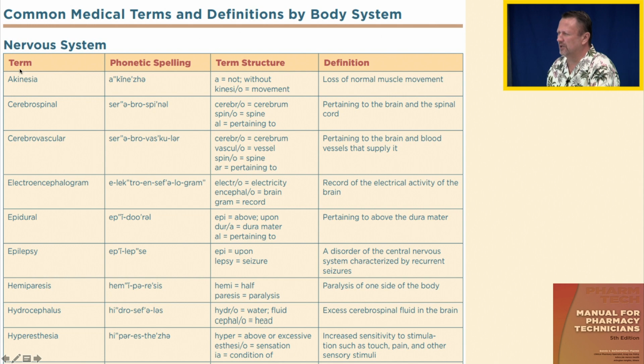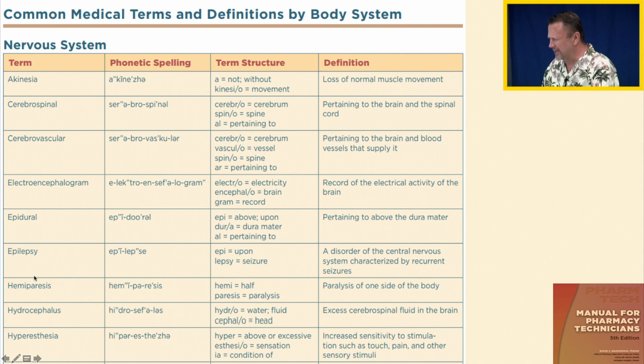So akinesia, we're talking about terms that are commonly used in the nervous system. Akinesia, without movement. Cerebrospinal means from the cerebrum to the spinal cord. Cerebrovascular is the blood vessels going to the brain. Electroencephalogram is a recording of the electrical activity of the brain. Epi, outside of dura, the hard part of the central nervous system, that outer lining. So epidural is outside of that dural lining, and that'll be a form of anesthesia.